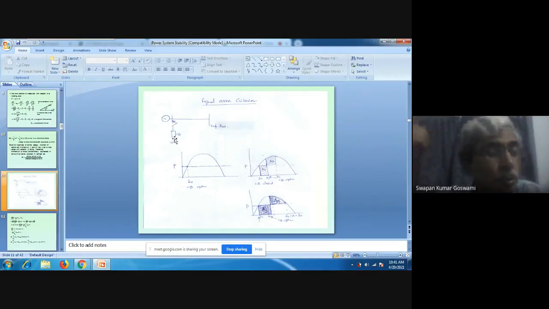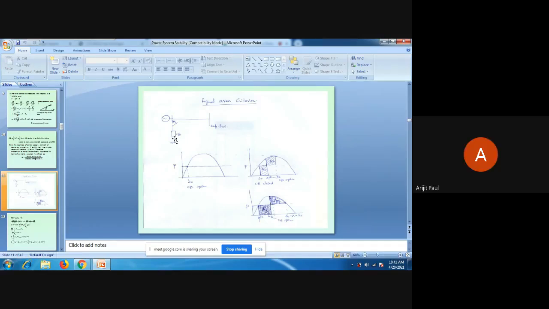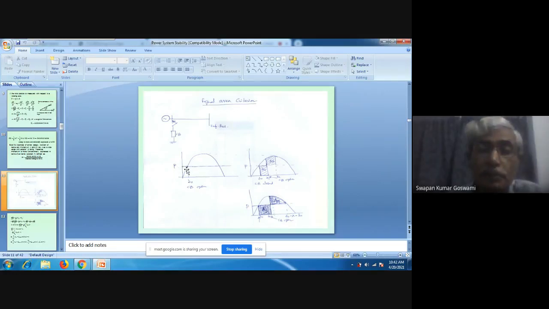But what is the input to the generator? At this instant, output is zero. But what is the input? The steam input will remain the same. That means input remains the same, but output jumps to zero here. So this is the situation. From here, there will be a shift in output. From here, drastically it will become zero.